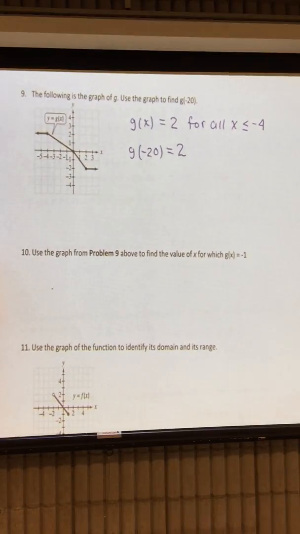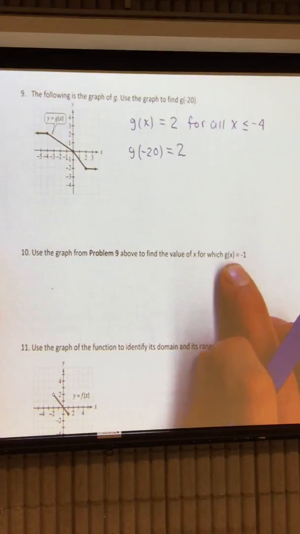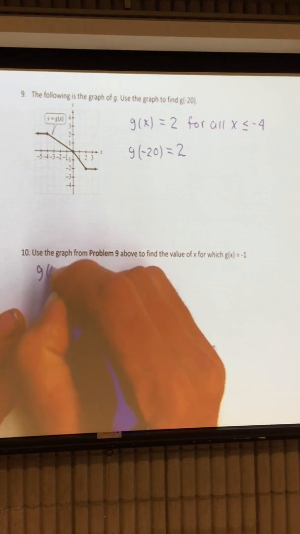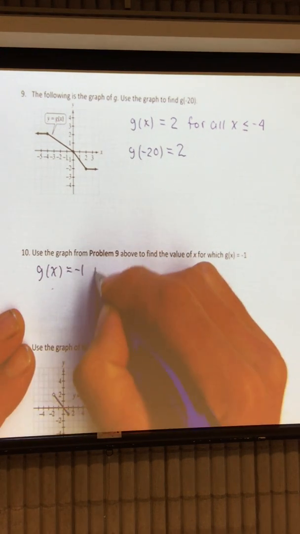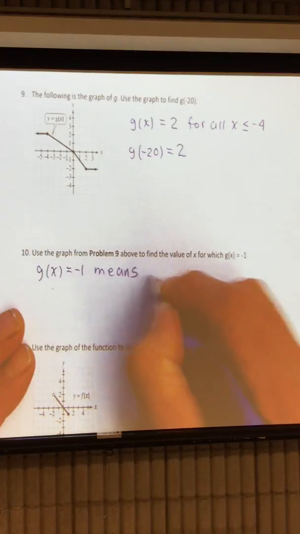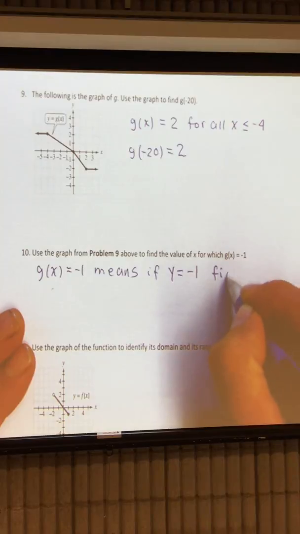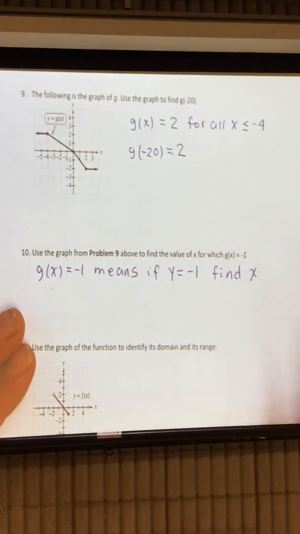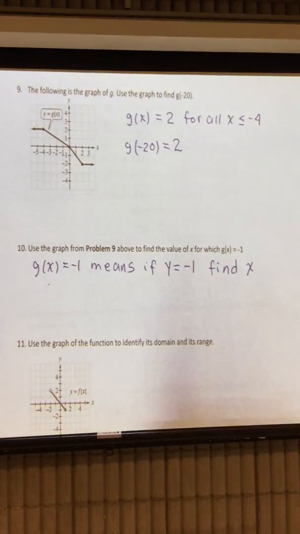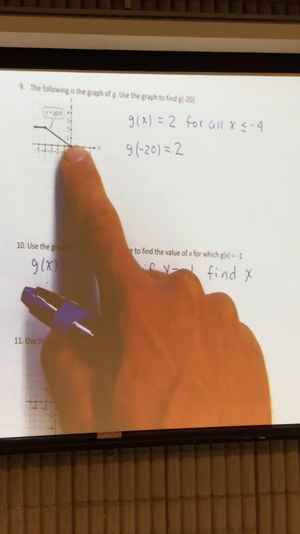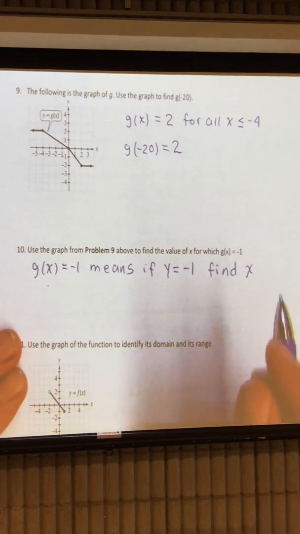Use the same graph to determine what values of x will give g of x equal to a value of negative 1. So g of x equals negative 1 means if the y value is negative 1, find the corresponding x value that makes that happen. So we go to the graph, locate the value of negative 1, go over to the graph, and then up to the x-axis, and that would be the value of x that we seek.